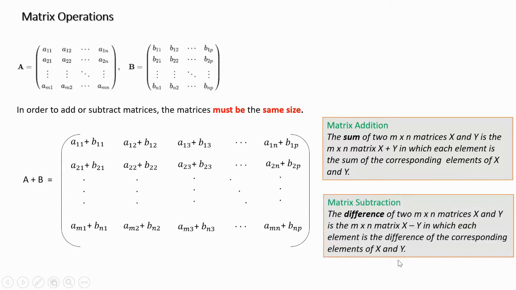And the same thing with subtraction. Subtraction means you're subtracting them; you do the same thing as addition, but subtract. Matrix subtraction: the difference of two m by n matrices, x and y, is an m by n matrix, x minus y, in which each element is the difference of the corresponding elements of x and y.